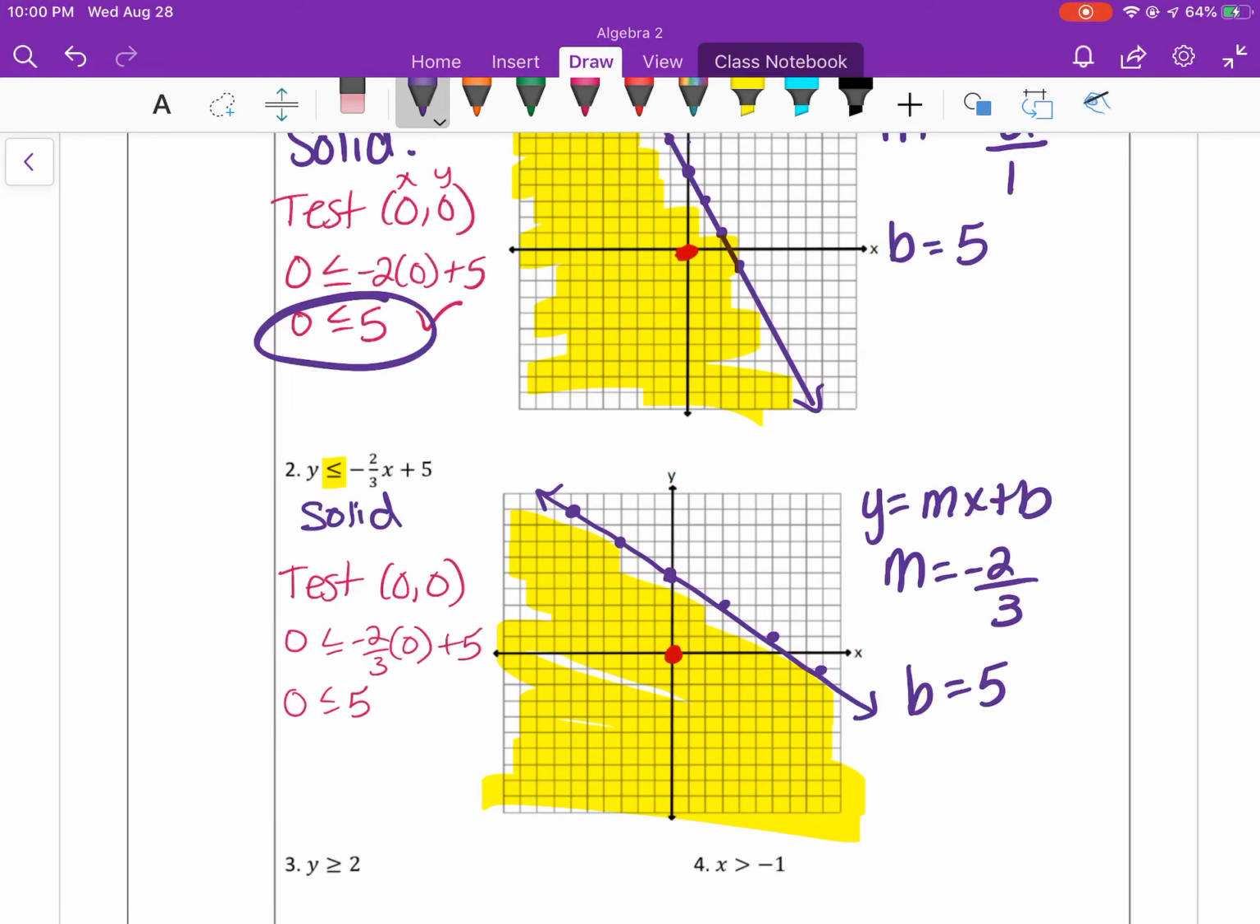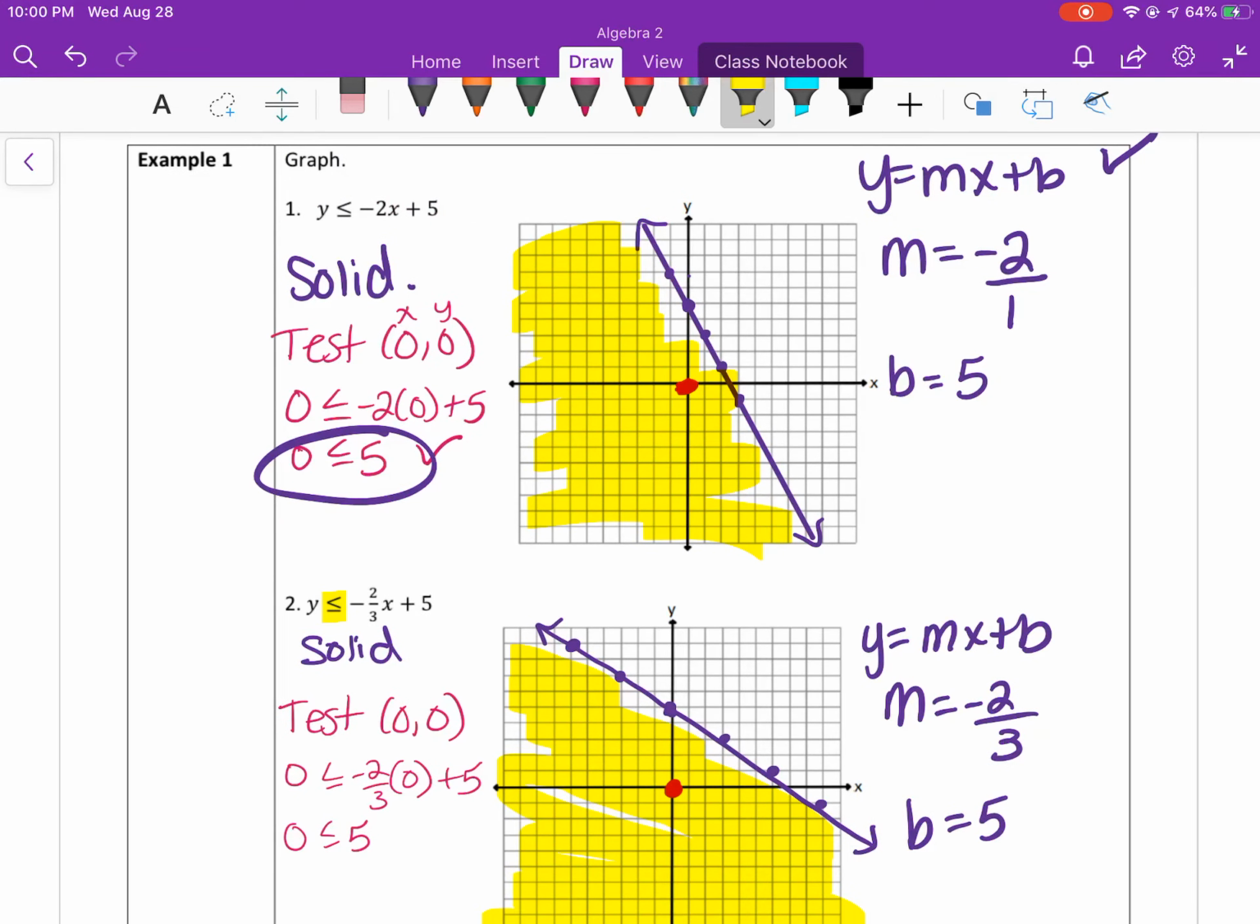So now if you look at this here, the less than actually has something to do with that shading below. So it's always good to test a point. But if you really read this, this says that y is less than this line. And this is your y-axis here, your vertical axis. And it says that y is less than that line. So where is y less than that line? Down here. So it's all below.